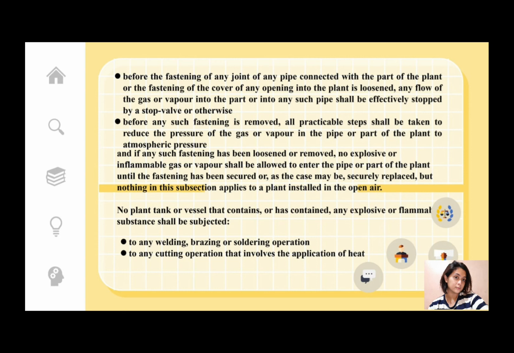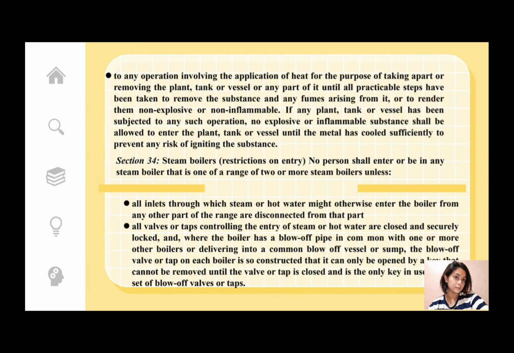No plant, tank or vessel that contains or has contained any explosive or flammable substance shall be subjected, first, to any welding, brazing, or soldering operation, to any cutting operation that involves the application of heat, or to any operation involving the application of heat for the purpose of taking apart or removing the plant, tank, or vessel, or any part of it, until all the practicable steps have been taken to remove the substance and any fumes arising from it, or to render them non-explosive or non-inflammable.